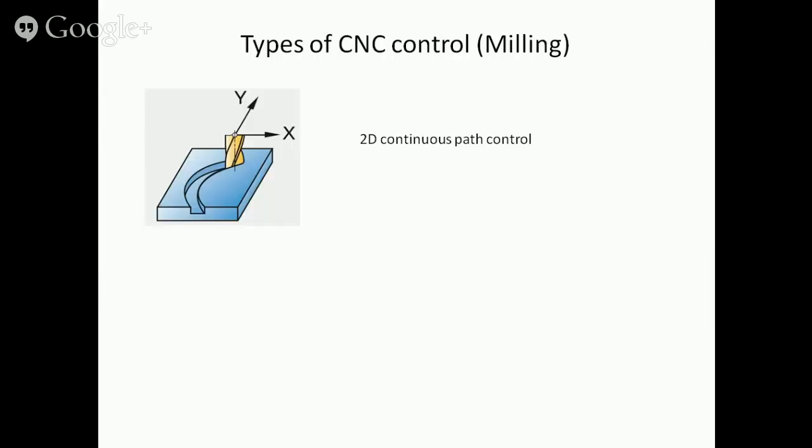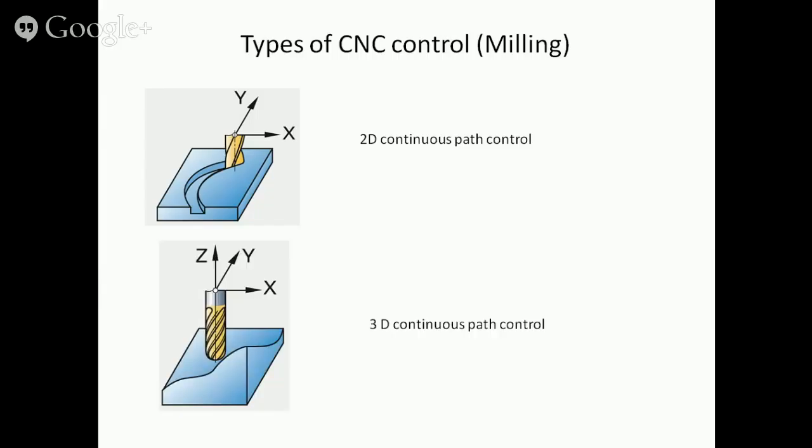In 2D continuous path control, circular interpolation can be done in one plane only. Two axes move at a given time. Whereas in 3D continuous path control, all three axes may move at the same time.